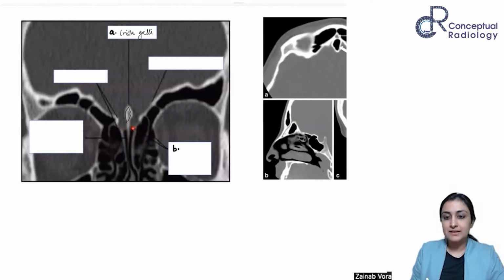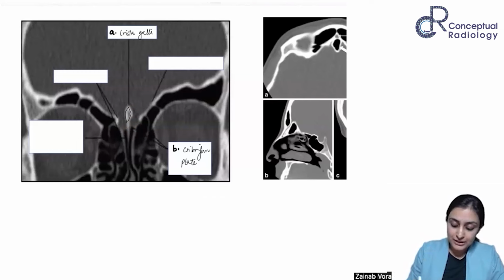This is the cribriform plate, right? So this here is the cribriform plate. Where the crista galli ends inferiorly, that is where the cribriform plate is going to start. So B is our cribriform plate. This is the most common site where a fracture is going to result in CSF rhinorrhea, right?